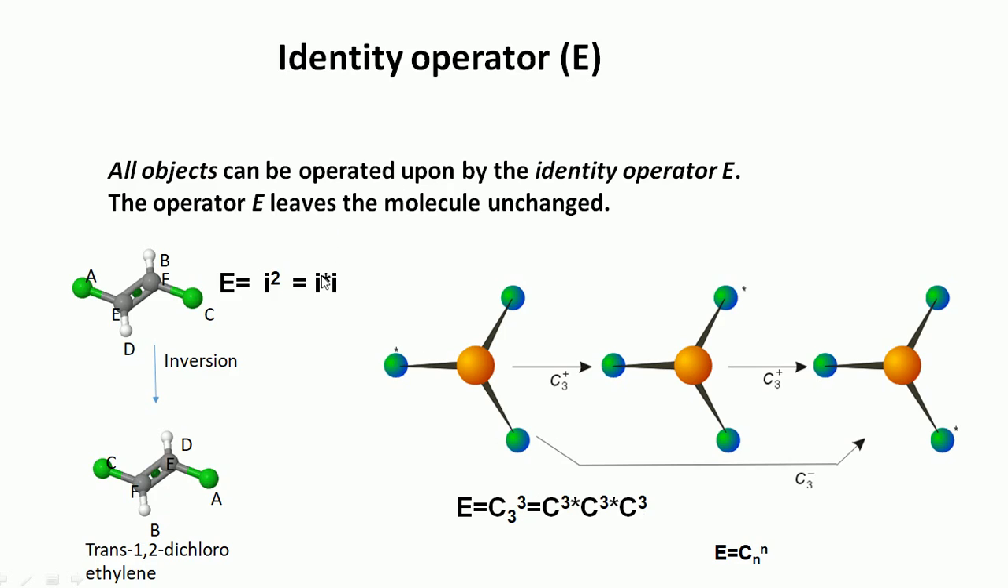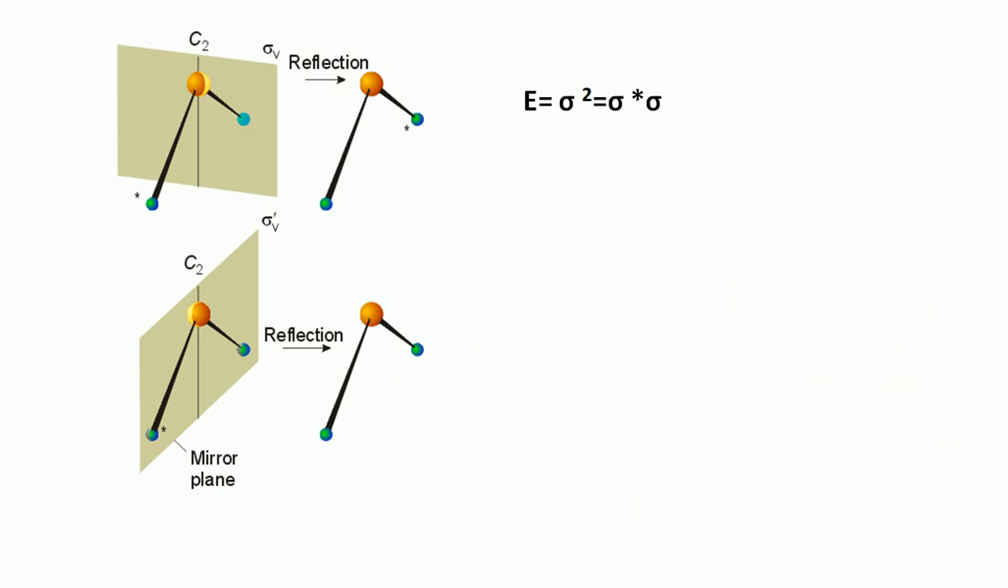So I hope the operators, inversion center and inversion operation, and the identity operation are clear for you. Now we have discussed all the 5 symmetry elements in detail, and I hope that you are clear with this topic.